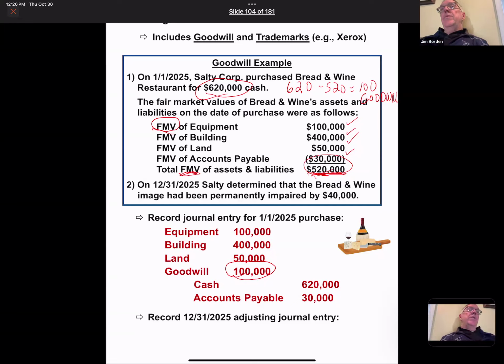Now, what we have to do, at least annually, is test to see, did the goodwill become impaired?